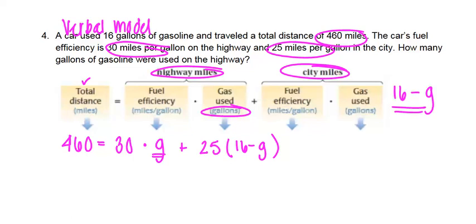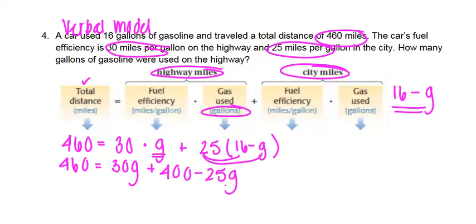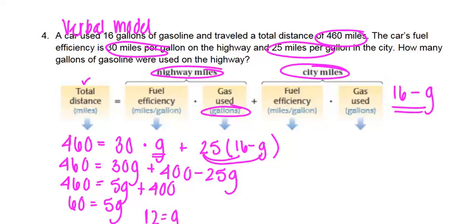It's going to help me solve. From here I can start combining like terms and simplifying. So I have 460 equals 30G plus 25 times 16 is 400. 25 times negative G gives me negative 25G. So combining like terms, I can say 460 equals 5G plus 400. Simplifying, I get 60 equals 5G. And of course, 12 equals G.